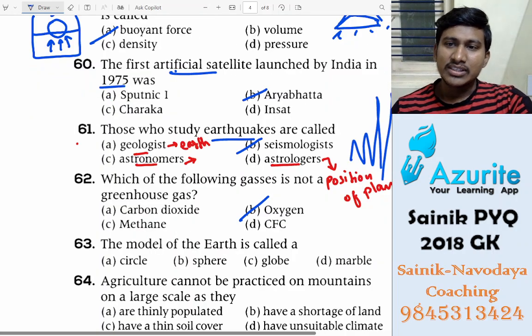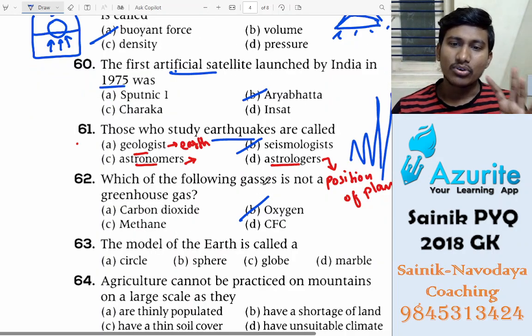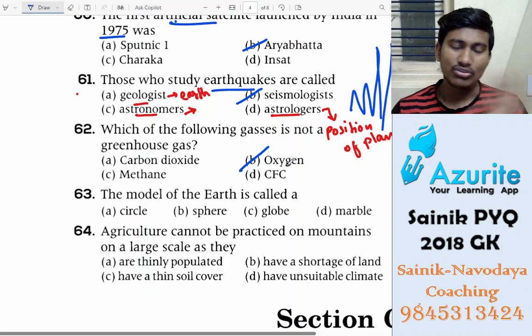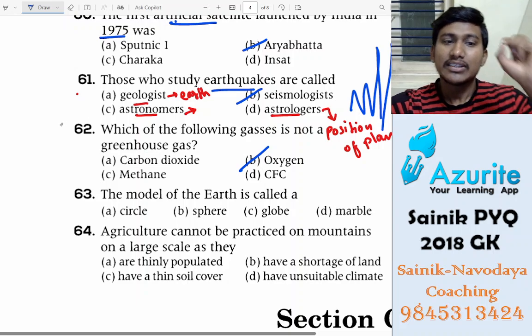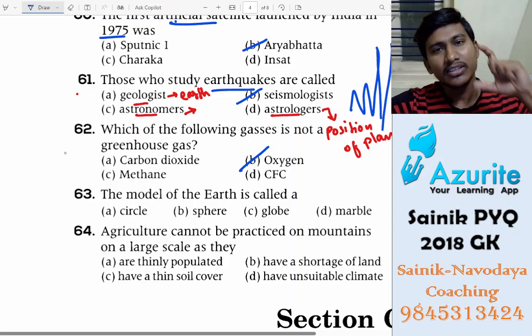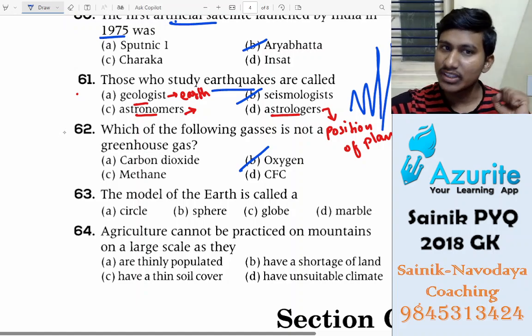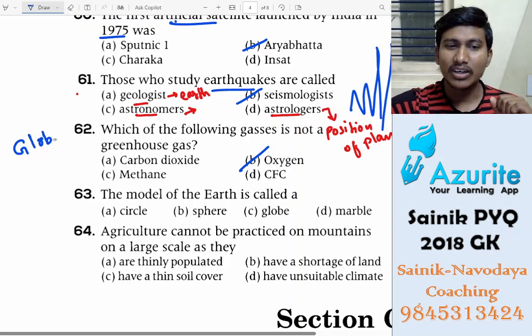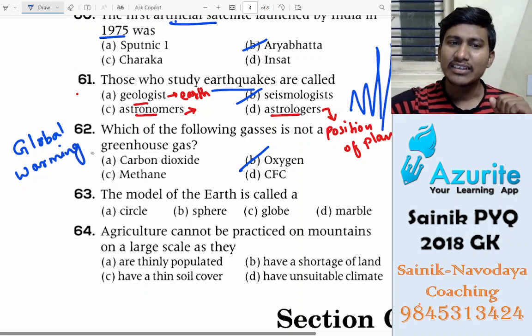So next question is 62. Which of the following gases is not a greenhouse gas? So that is, oxygen is not a greenhouse gas. So if you see carbon dioxide, greenhouse gas means the gases which hold the heat. The gases which hold the heat. You may have heard of global warming. Global warming is happening.